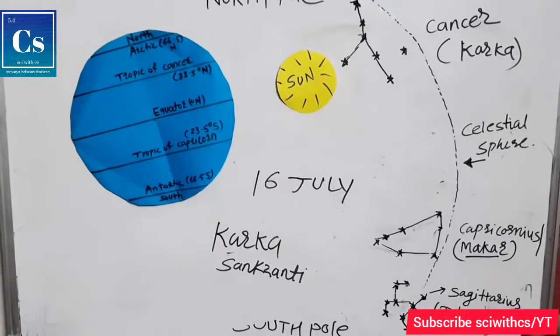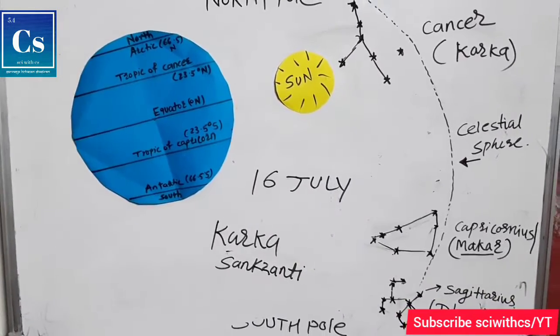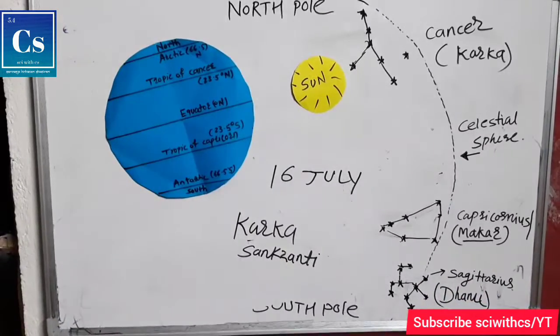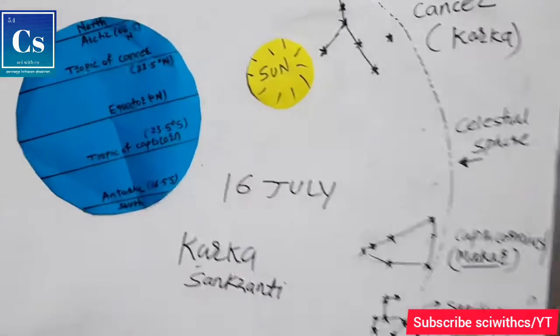These cycles of Kark Sankranti and Makar Sankranti will keep going as long as the world is there. In the traditional Hindu calendar, there are various types of Sankrantis, not only Makar Sankranti. There are various types of Sankrantis, depending on which constellation the sun enters in the sky throughout the year.